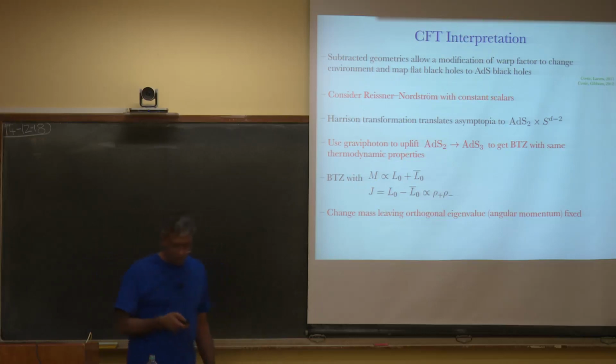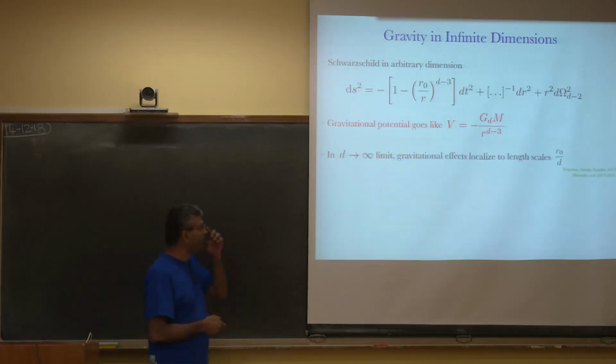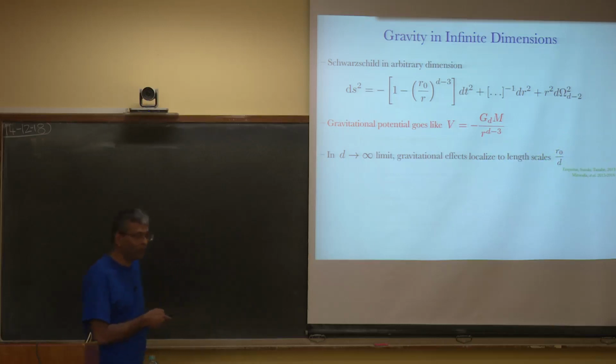And that's somewhat corroborated by the appearance of an AdS2 factor in the study of the scalar fields in this background. If you look at the infinite dimensional theory, we'll find the gravitational potential will go like 1 over r to the d minus 3. So in the d goes to infinity limit, the gravitational effects localize to length scales which are suppressed by 1 over d. This is something that Emparan and collaborators looked at, and also Shiraz and collaborators here.